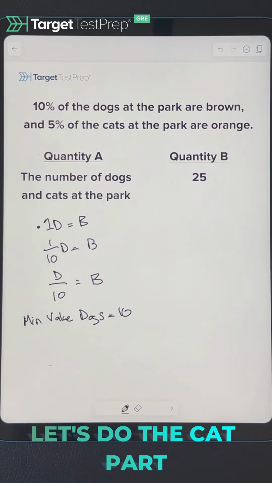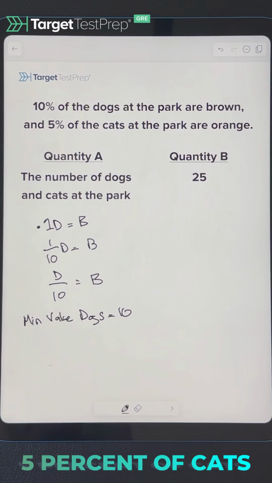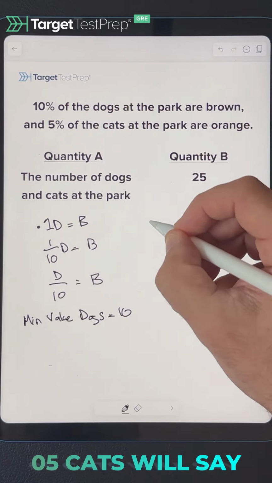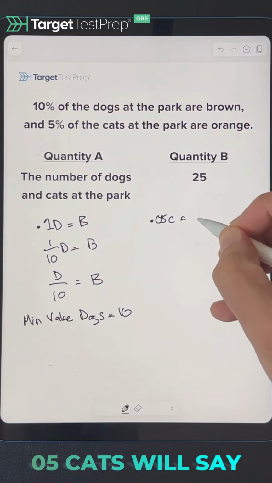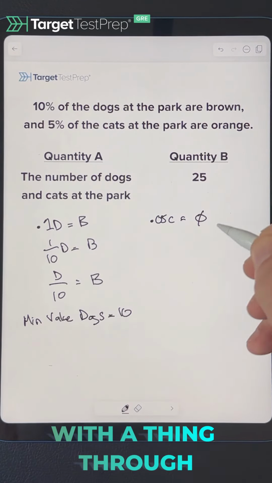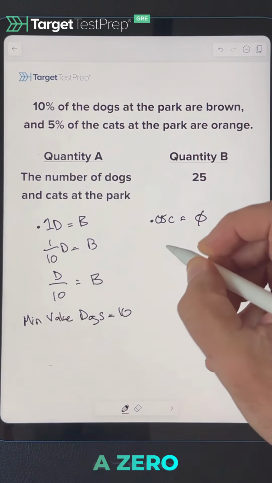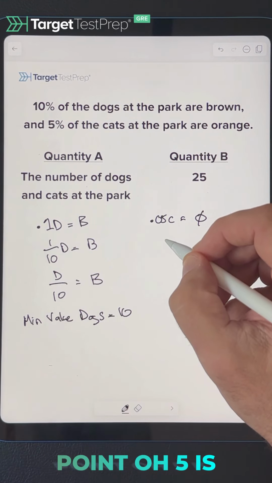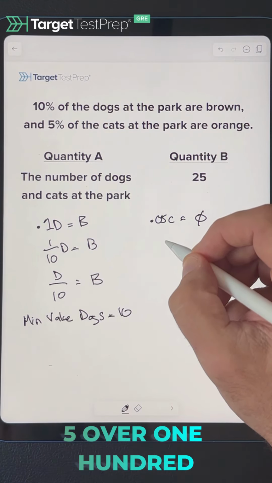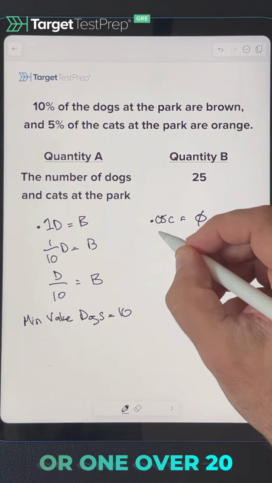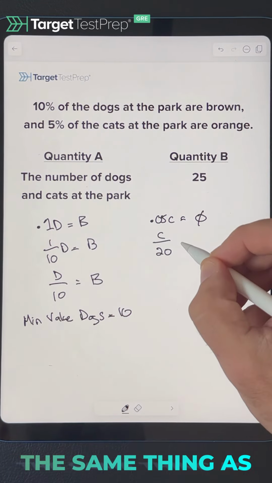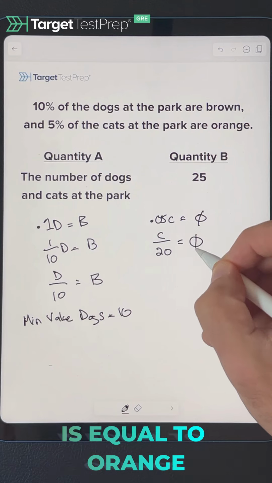Now, let's do the cat part. 5% of cats are orange, okay? Well, that means 0.05 cats. We'll say O with a line through it so it doesn't look like a 0. If we want to get this into fractions, remember 0.05 is the same thing as 5 over 100 or 1 over 20. So we could say C over 20, because that's the same thing as 1 over 20 C, is equal to orange.